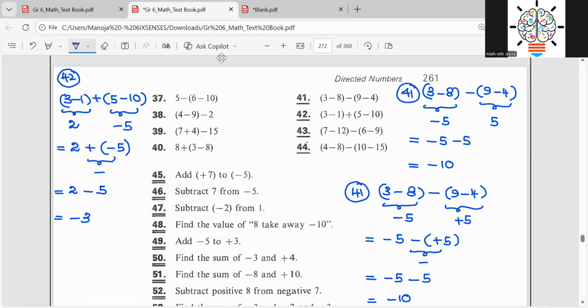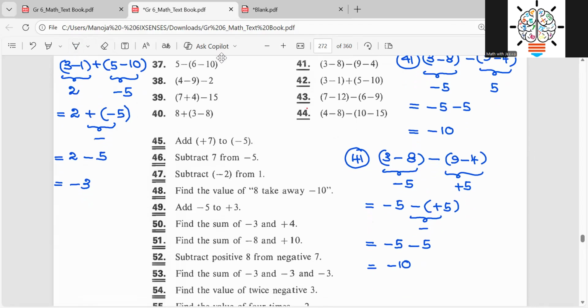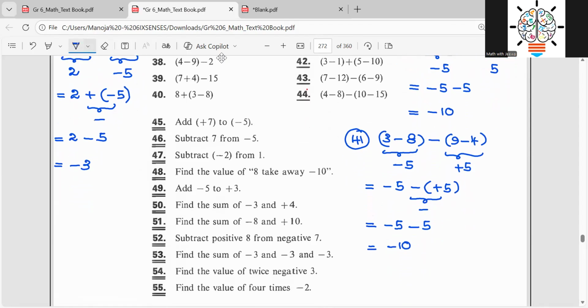Okay. So then the 5 minus 10, it is minus 5. And 2 minus 5, yes, minus 3. Okay. Then I will take question number 43. Question number 43, you have 7 minus 12 minus 6 minus 9.